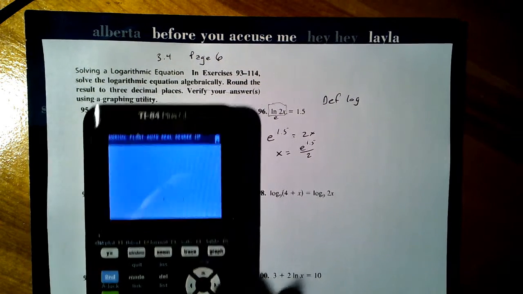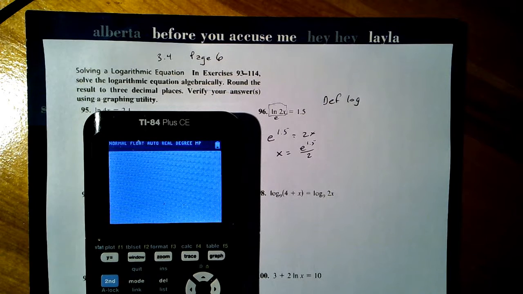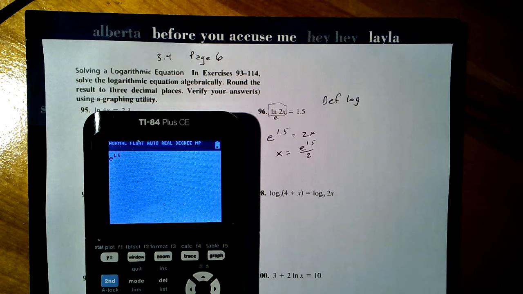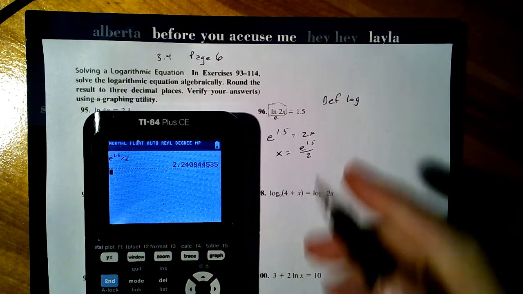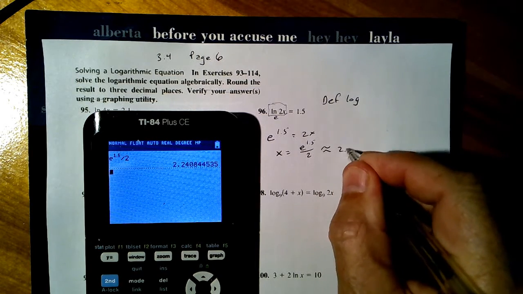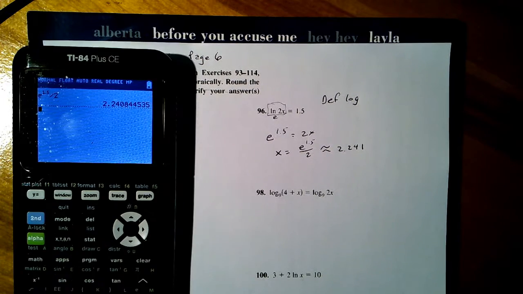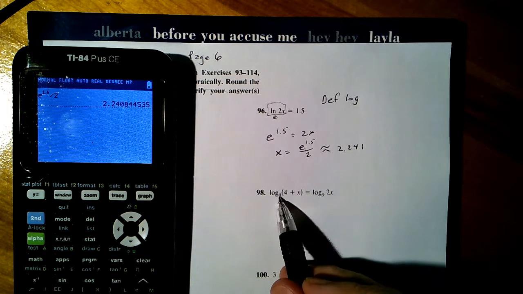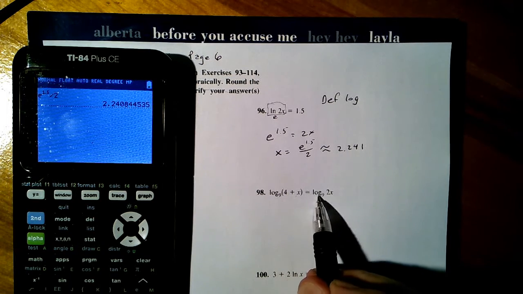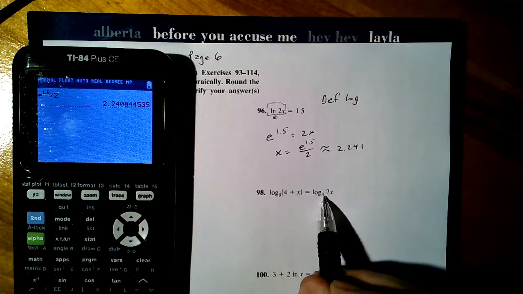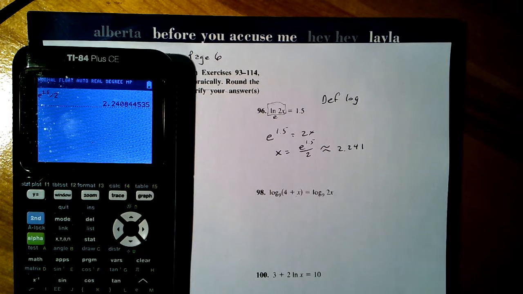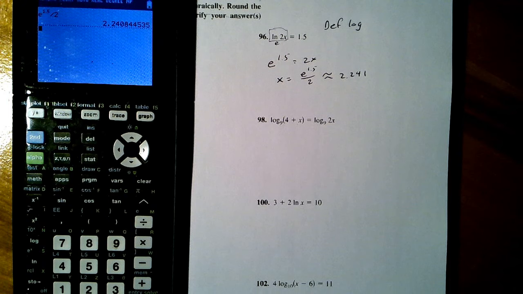I want it rounded to 3 decimal places. So second e to the 1.5, divided by 2, approximately 2.241. Okay, now these are my favorite kind right here. If you've got log of equals log of and the bases match, you can drop the logs, and that's because logarithms are one to one.